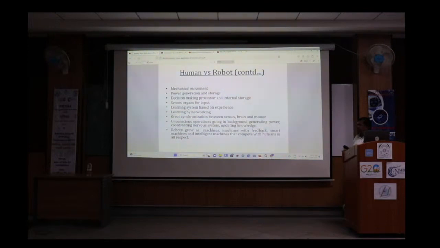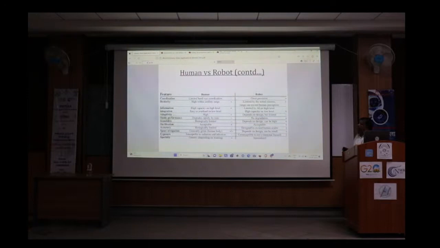Then robots grew as machines with feedback. This is the evolution of robots. Machines with feedback, smart machines, then intelligent machines that compete with humans in all respects. So this is a comparison between human and robot. You can see different points like coordination, dexterity, then information integration, adaptivity, stable performance, scalability, sterilization, accuracy, space occupation, exposure, and specialty.